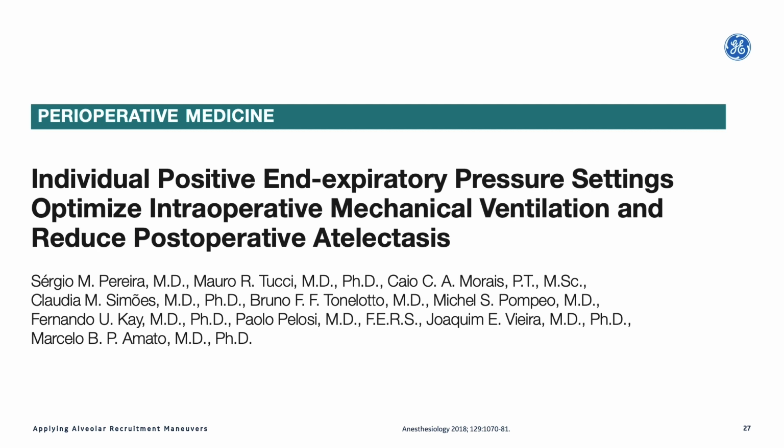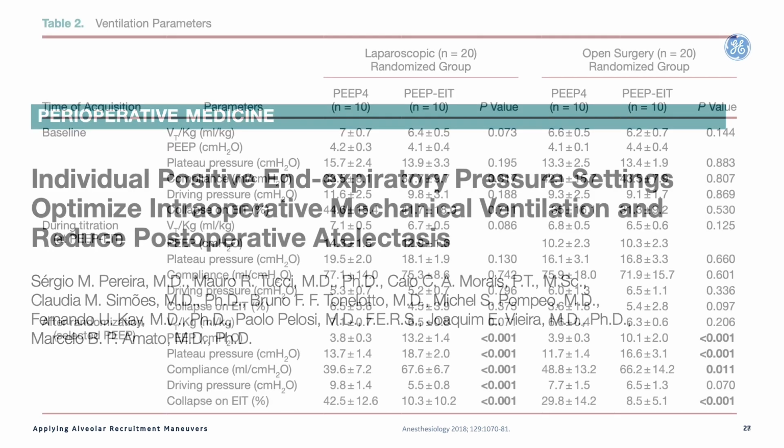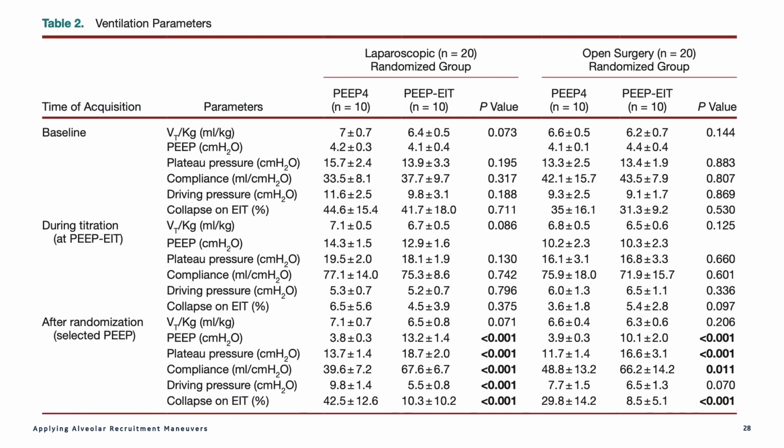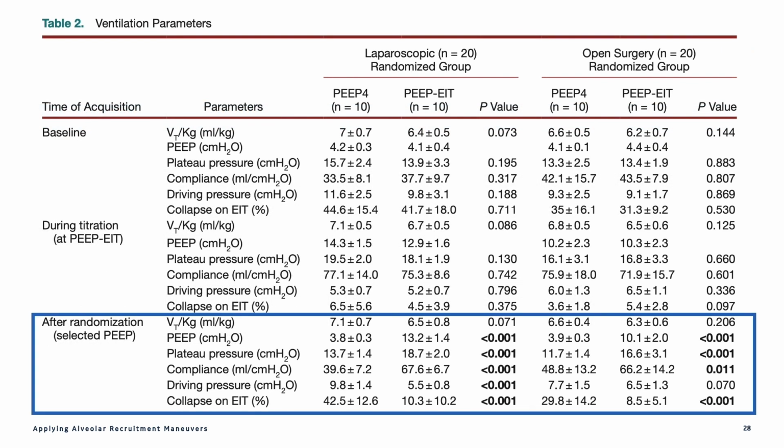These authors chose 40 non-obese subjects to investigate. Half the subjects underwent open surgery and half underwent laparoscopic. You can see that after randomization, the selected PEEP was significantly different between the two groups. The PEEP 4 group maintained their PEEP right around that level of 4 centimeters of water throughout the procedure, while the EIT-guided PEEP group received an average PEEP level of 13.2 centimeters of water for laparoscopic surgery.